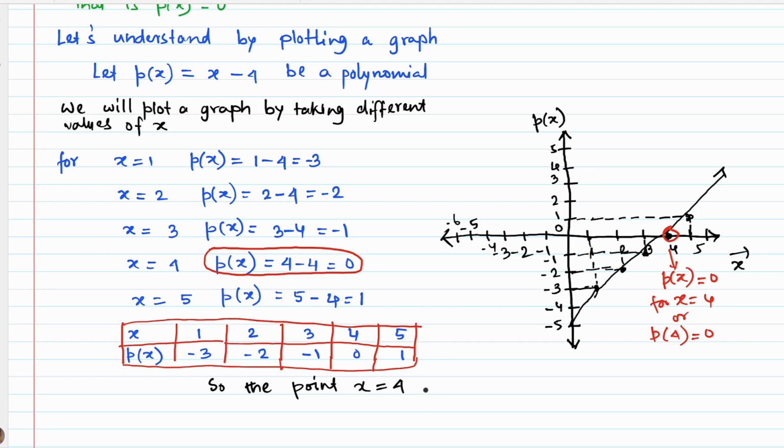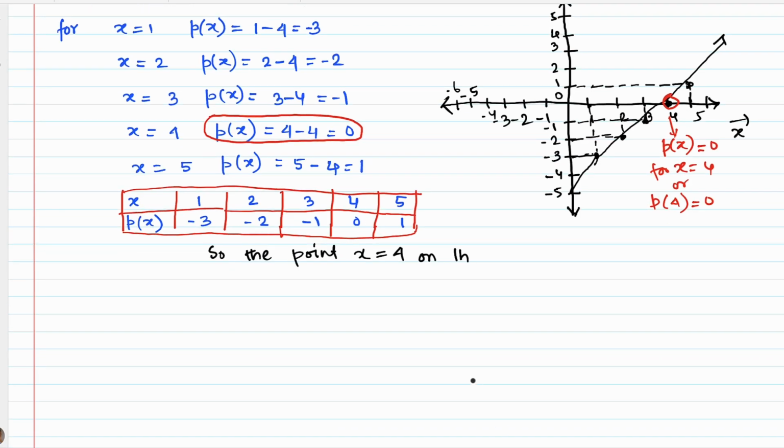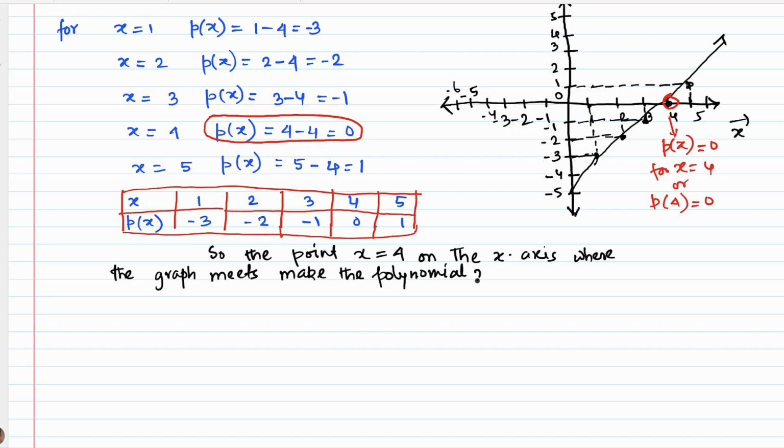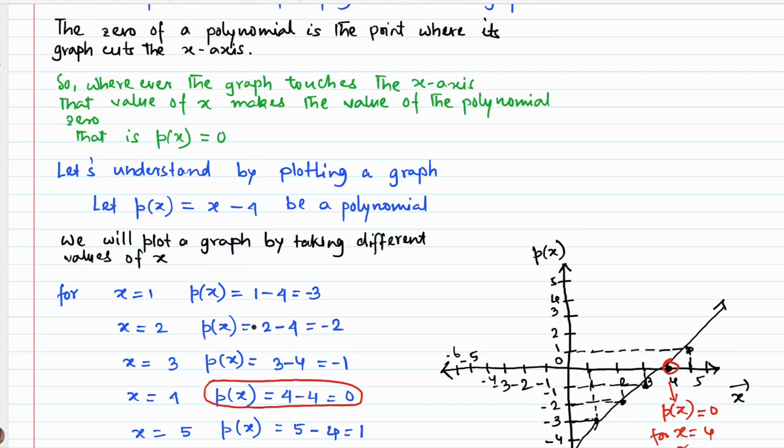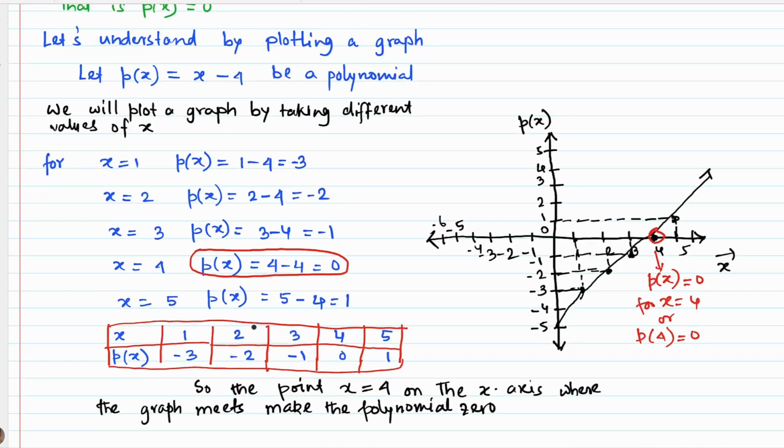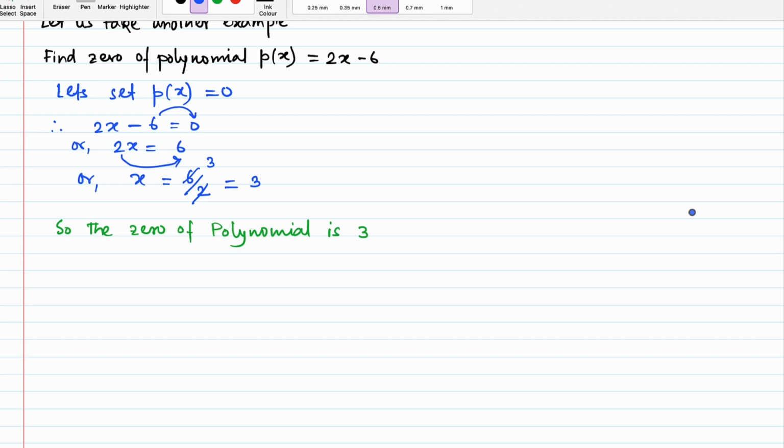So that point at x equal to 4 on the x-axis where this graph meets makes the polynomial 0. So this clarifies the whole concept of how to represent it in the graph.